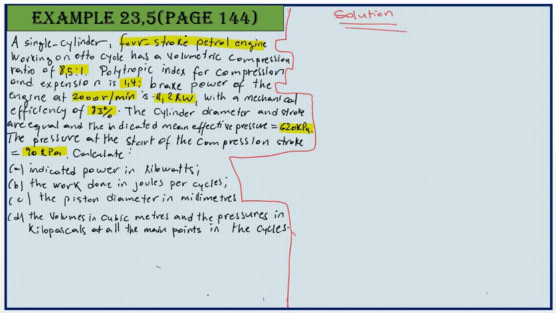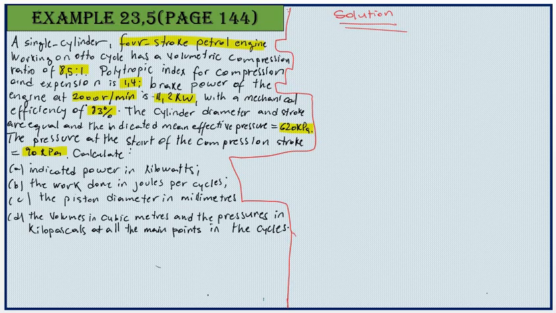Example 25. This example is on page 144. A single-cylinder four-stroke petrol engine working on Otto cycle has a volumetric compression ratio of 8.5. The volumetric ratio is symbolized by R, which is the ratio between the volume before compression and the volume after compression. The polytropic index for compression here is 1.4.